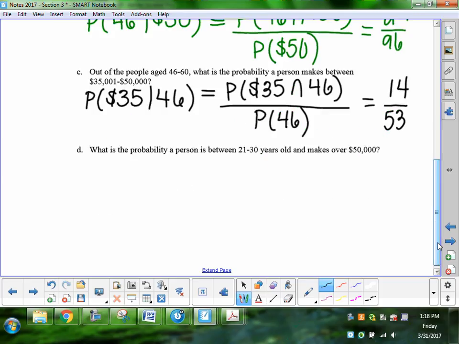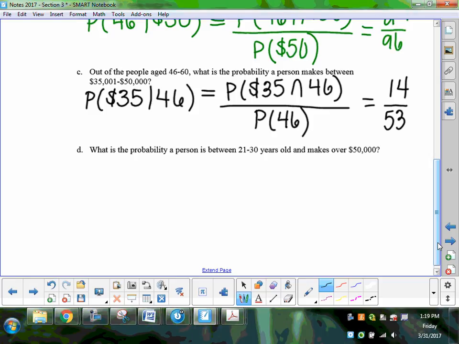What's the probability that a person is between that and makes that? Now, is this conditional? Yes or no? It doesn't say this and that, so it's the probability that they meet both. How many meet both?